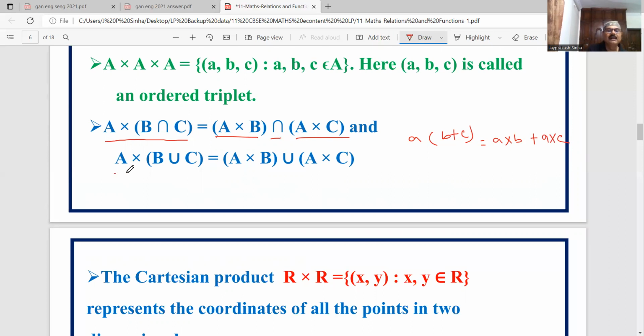Correct? And if we are taking the Cartesian product of two sets, the first set is A, the second set is B union C. In that case, the result will be A cross B union A cross C. This also we can compare from this: A cross (B minus C) gives A cross B minus A cross C. Correct? So I am telling this just for the similarity, because this is similar. So this is not changing, this will remain the same.